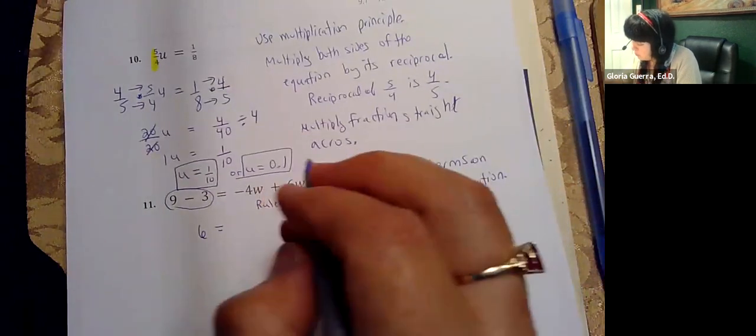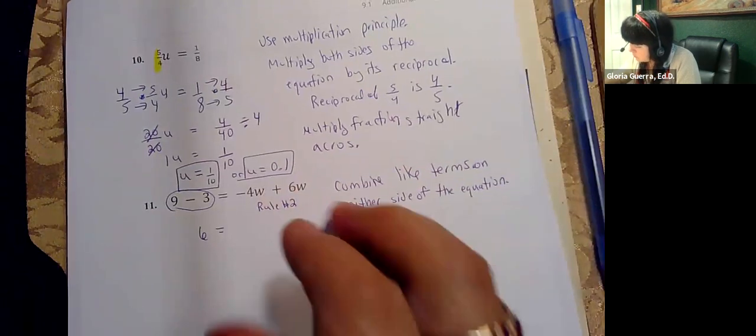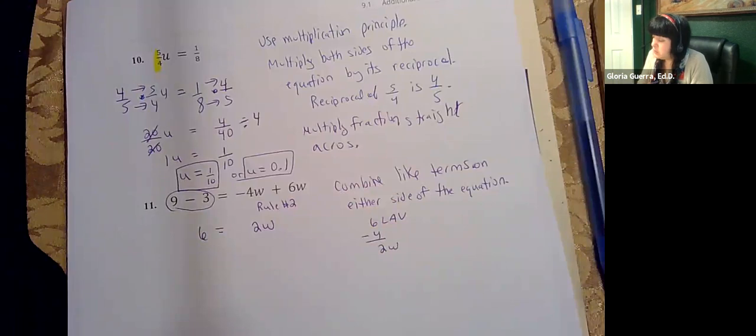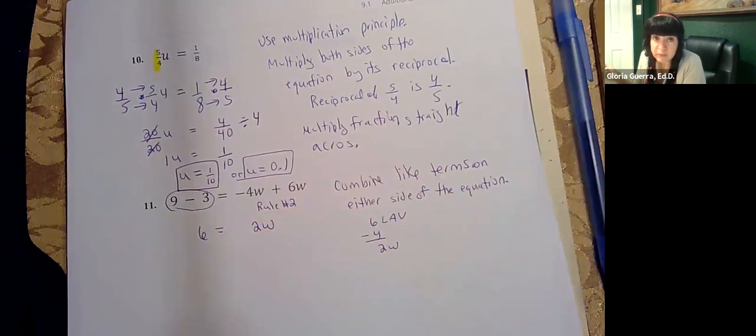Okay. So now you have negative 4W plus 6W is 2W. Okay, then you're going to divide, right? You're going to divide by 2.